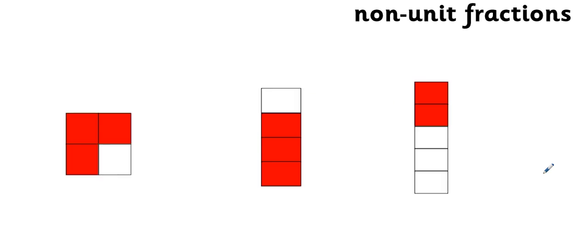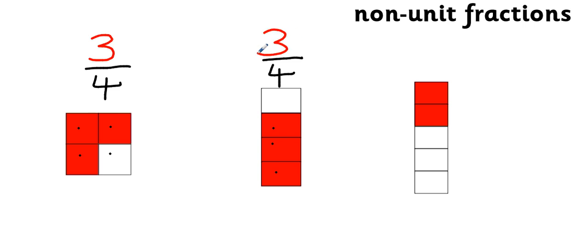I'm going to do this example, and soon it will be your turn. I'm looking at this first red one. I can see that there are 4 equal parts altogether. 1, 2, 3, 4. And how many parts are coloured in? 3. 3/4. I'm looking at the second example. I can see that there are 4 parts altogether. How many are coloured in? 1, 2, 3. Oh, it's the same fraction. 3/4. 3 out of 4.